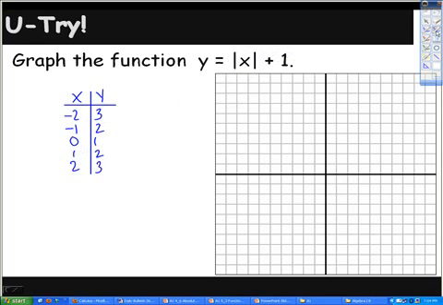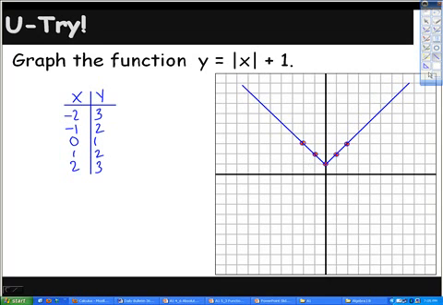Now let's go ahead and plot these points. Oops, I missed negative 2, 3. I hit negative 3, 3. Let's get it on negative 2, 3. I've got negative 1, 2 right here. I've got 0, 1. I've got 1, 2. And I've got 2, 3. Can you see the V? It just appeared. This is the bottom of the V, and it goes up on either side, right through these values.